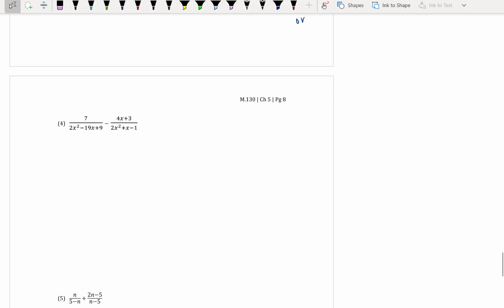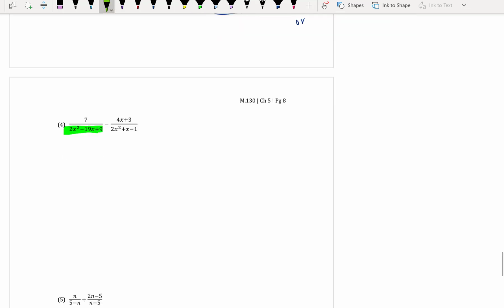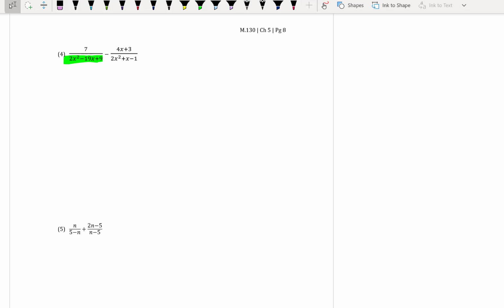Okay, now let's look at number 4. So again, I'm going to just focus on factoring as much as I possibly can. So I'm going to go ahead and factor that first denominator. So 2x times x. To get to 19, that would be a 9 and a 1. So 2 times 9 is 18, and a negative 1 is a negative 19. Perfect. I factored that correctly. And if you guys need to do the AC method, that's fine. It's whatever you're comfortable with factoring at this point.